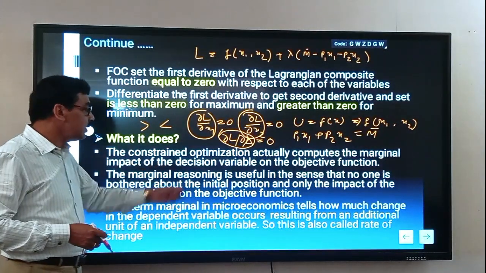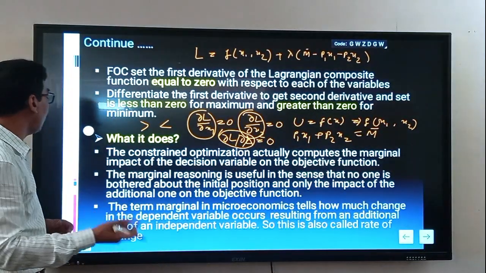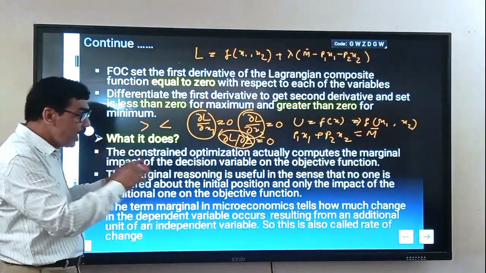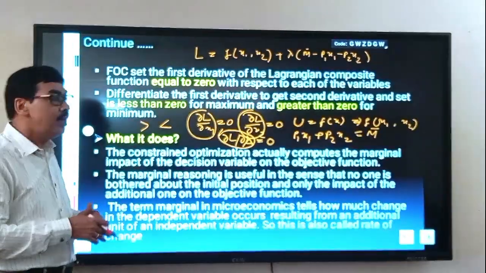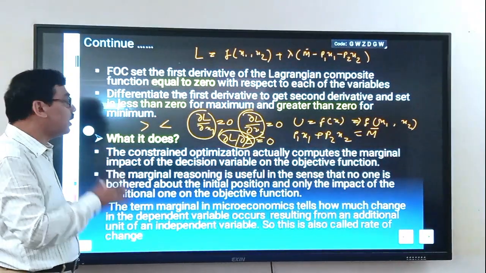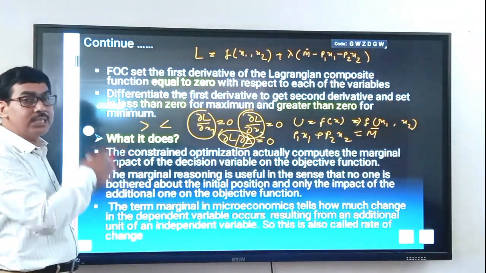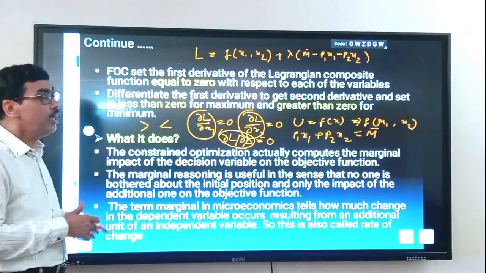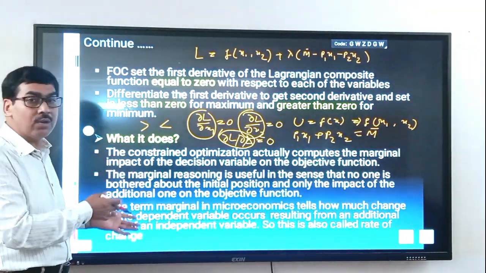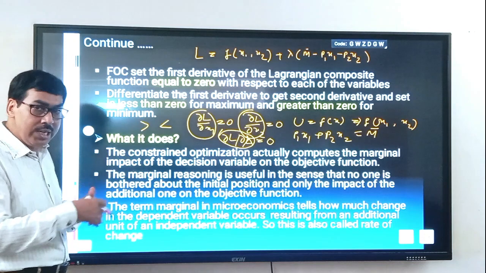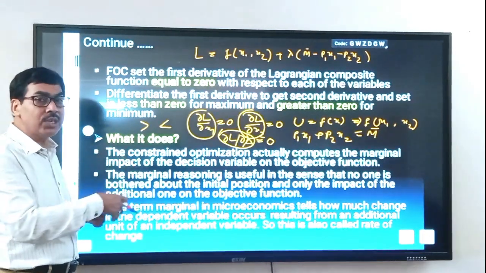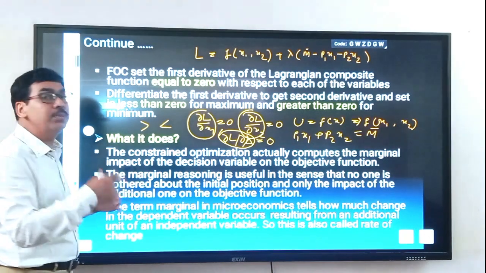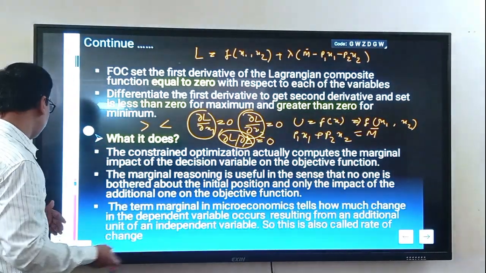The marginal reasoning is useful in the sense that no one is bothered about the initial position, because the marginal does not bother about what happens to the initial condition of the consumer, what was his mental condition. We are not bothered about his mental condition beforehand, but we only know that if he takes a certain dose of consumption, what will be the extra utility that will be added.